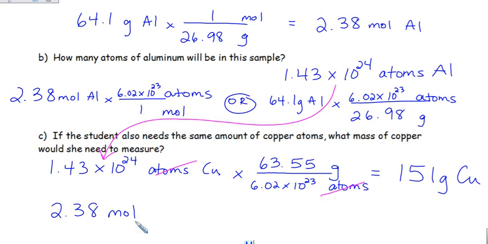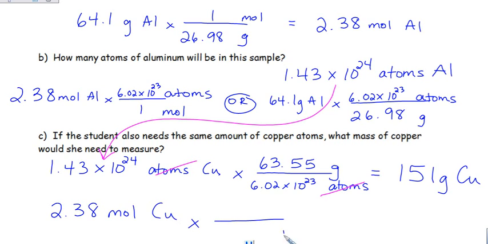Moles is a unit that represents a quantity of particles. So if I have 2 samples with the same amount of moles, they have the same amount of particles. So I could say I want 2.38 moles of copper.